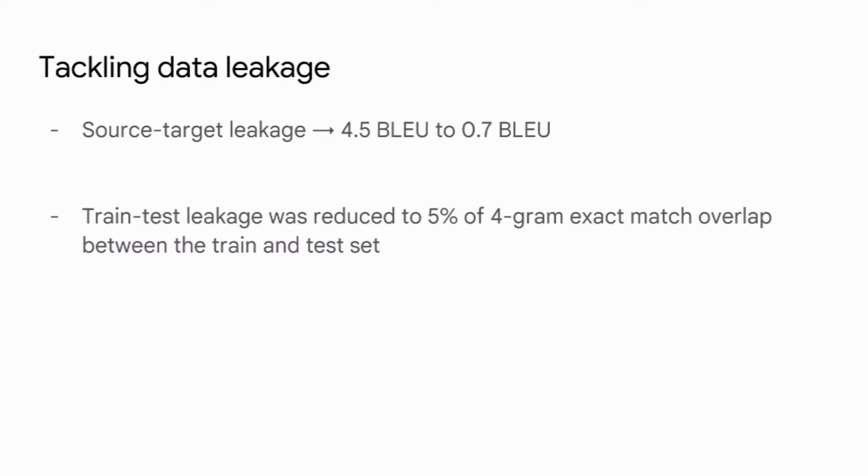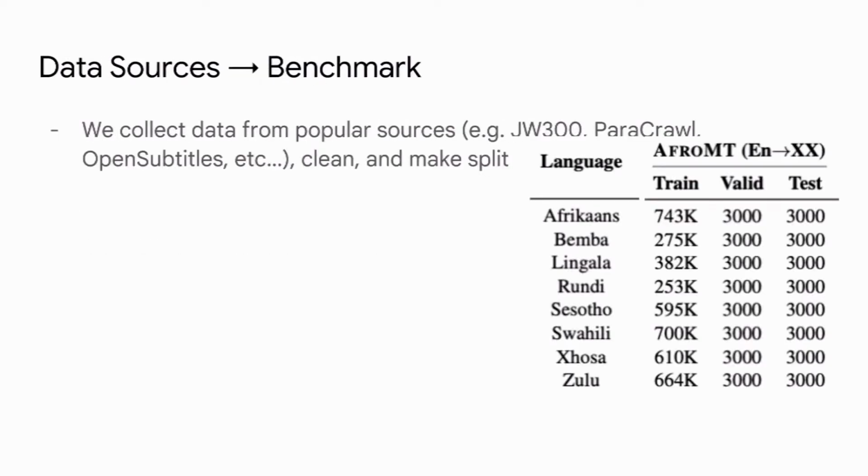Extract over the train and the test set. And finally, we gathered data from a bunch of existing sources. So these were sources that had either collected parallel data for like tutorials or for religious texts and other things. And we gathered them together. We applied these data cleaning heuristics, and then we split them into these splits of train, validation, and testing.